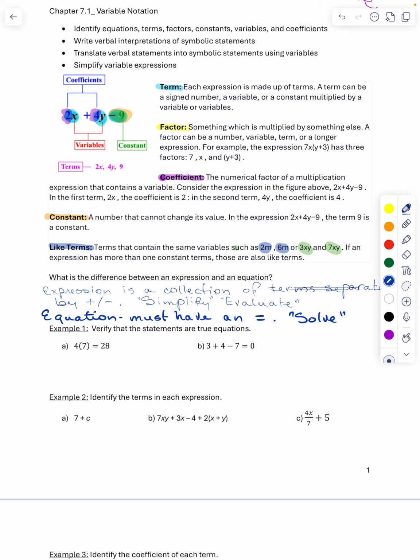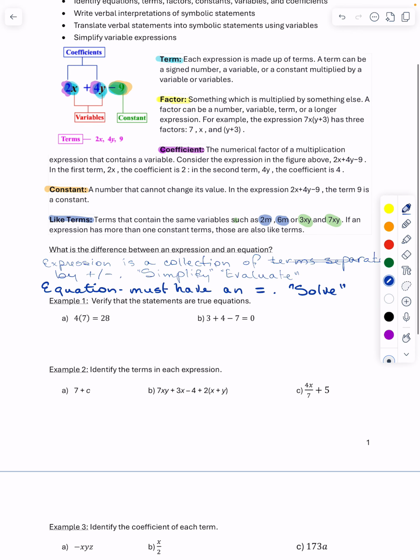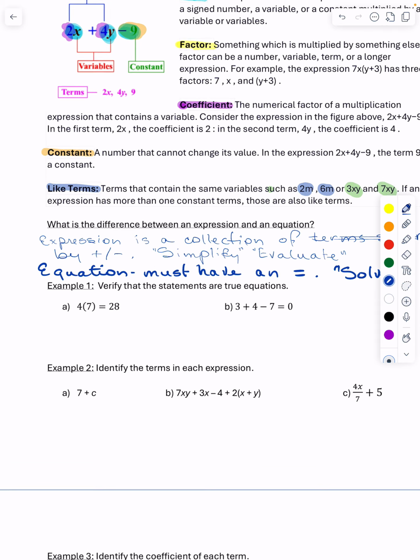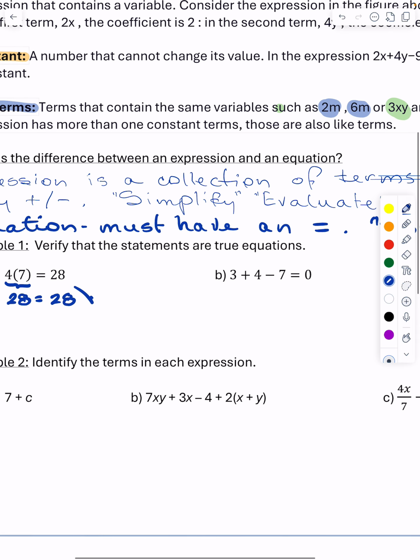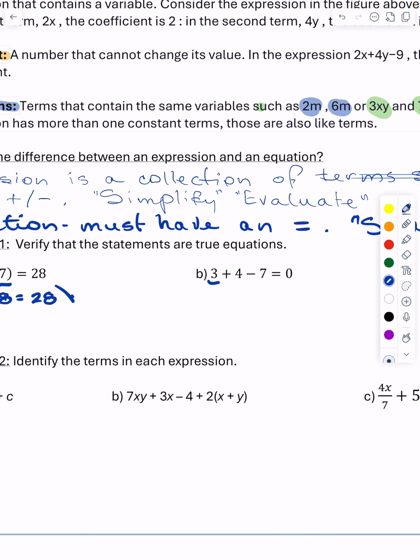Okay. So example 1, we first want to make sure we know how to verify if something's true. When it's all numbers, that's pretty easy. We're going to multiply 4 times 7. We get 28. 28 definitely equals 28. That one's good. B, order of operations says we go left to right. So the 3 plus 4 is 7. 7 minus 7 is 0. So that one's good as well.